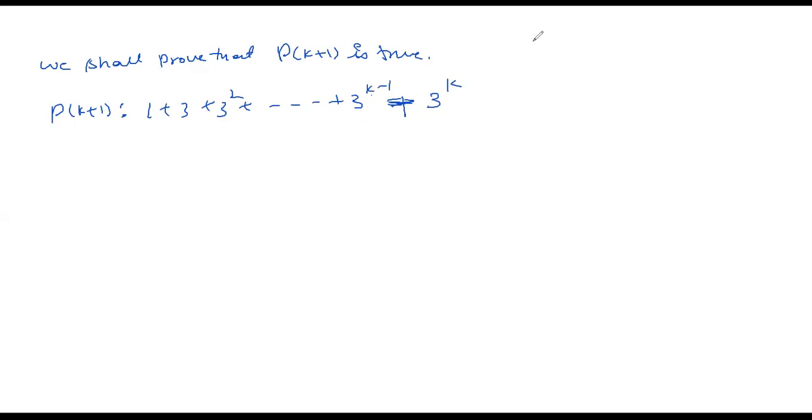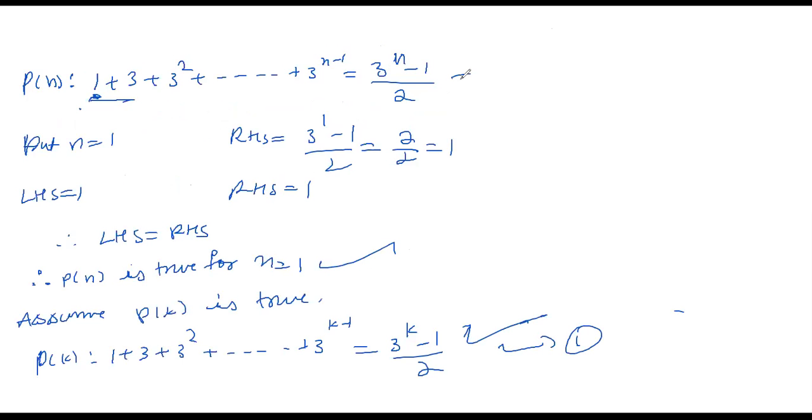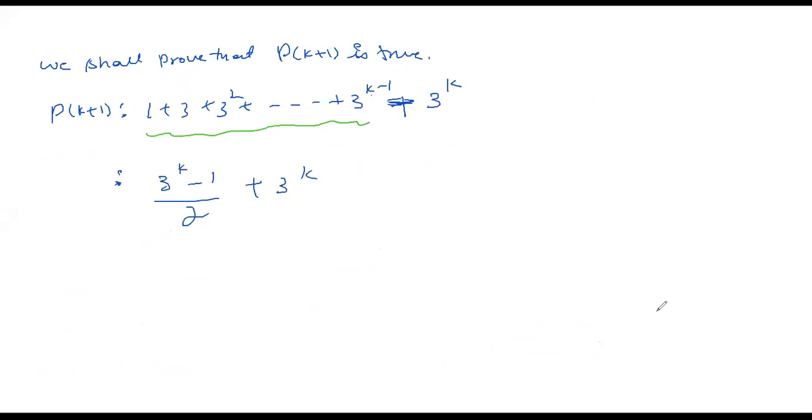So next, I know this answer from equation 1. I know the sum till 3 power k minus 1, so I replace it. The expression will be 3 power k minus 1 by 2 plus 3 power k. Before solving, you should know where to stop. If I put n is equal to k plus 1, the answer should come as 3 power k plus 1 minus 1 by 2. Till that answer I have to solve. Maybe division, maybe LCM, you can apply any math you know.